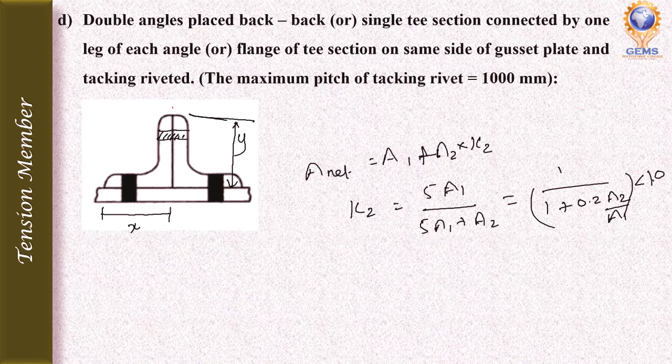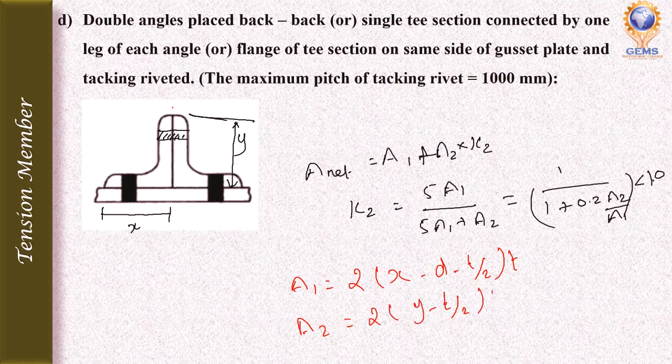section. So we know the K2. How can we find the A1? A1 is the net sectional area of the connected leg. So how many legs are there? Two times. So 2 into, same as the previous one, (x minus 3 into t by 2) into t. What is the A2? Here 2 members are connected, so 2 into (y minus t by 2) into t.